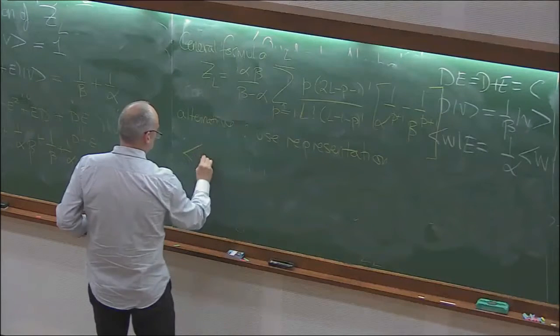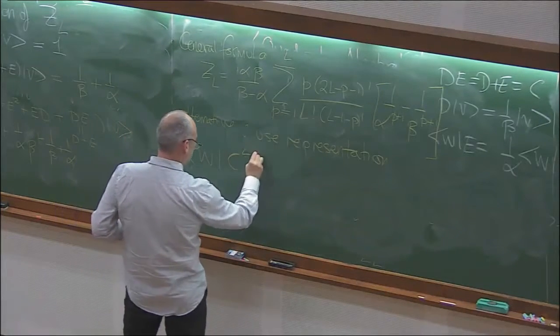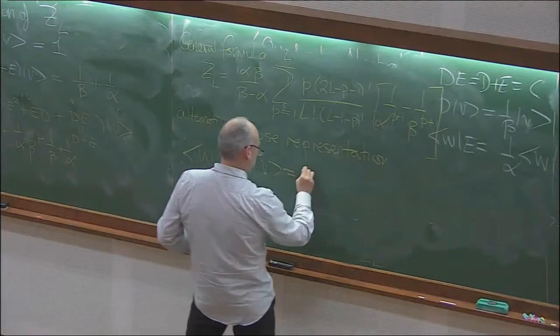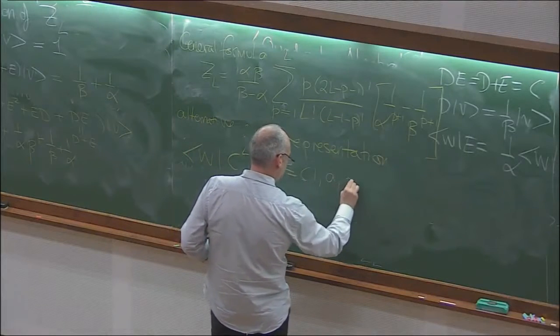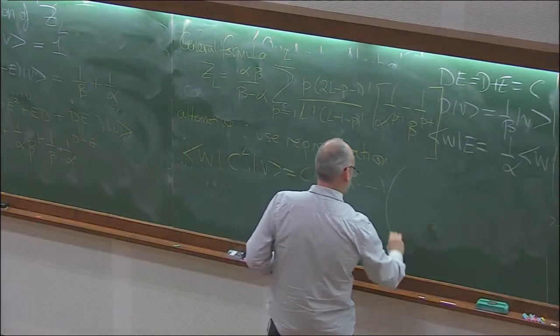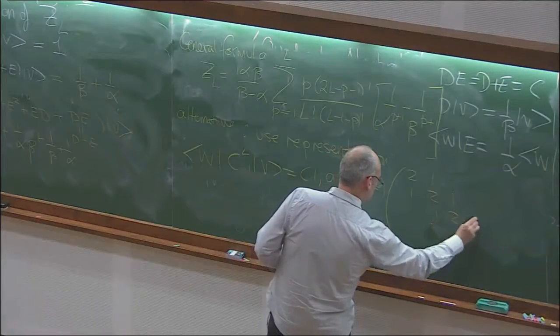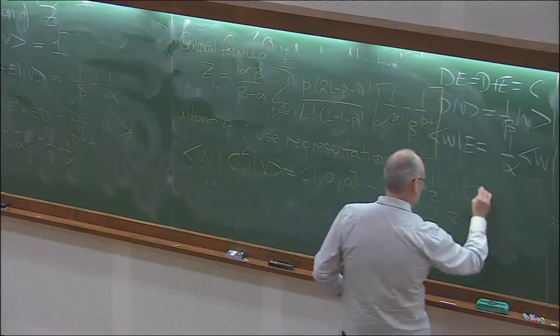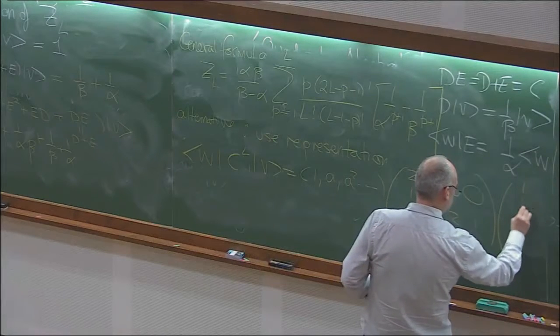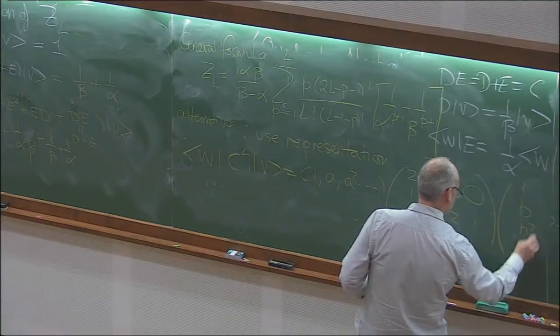so I can write W_C to the L, B. It's going to be 1, A squared, and so on. Then this big matrix 2, 1, 1, 2, 1, 1, 2, 1 with zeros here. And then 1, B, B squared, etc. And this is to the power L.